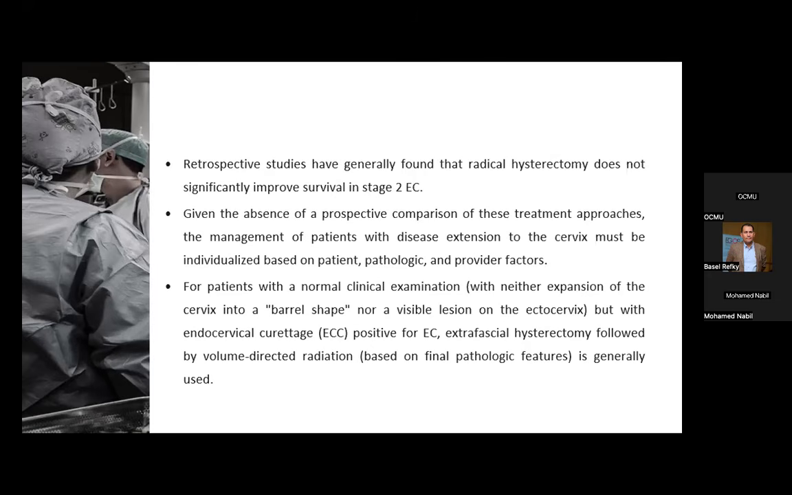Given the absence of a prospective comparison of these treatment approaches, the management of patients with disease extension to the cervix must be individualized based on patient, pathologic and provider factors. Individualized decision for each patient with cervical involvement. For patients with a normal clinical examination, but with positive endocervical curettage for endometrial cancer, extrafascial hysterectomy followed by radiation is generally the recommended treatment. You don't need to go for a type C1 or type B2 hysterectomy.